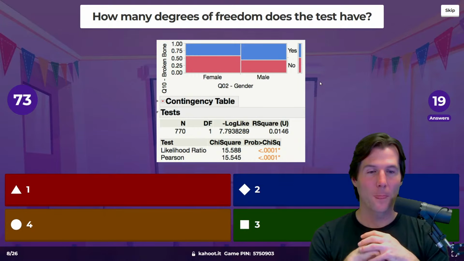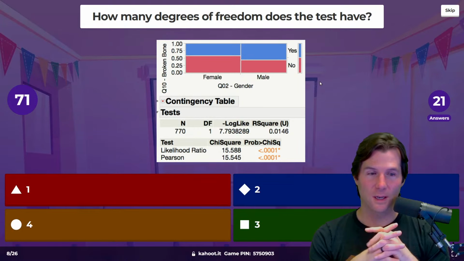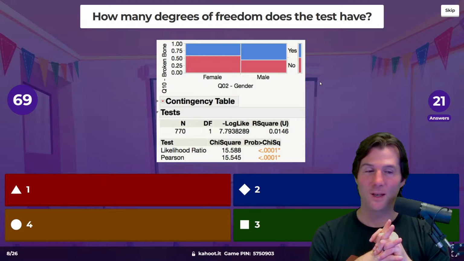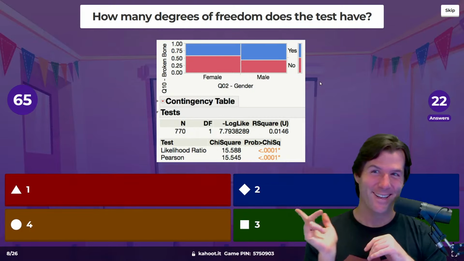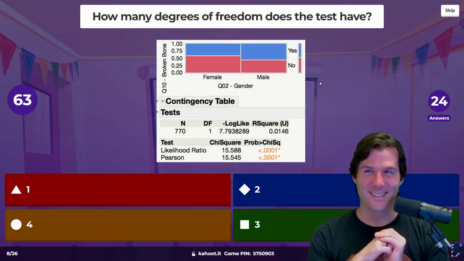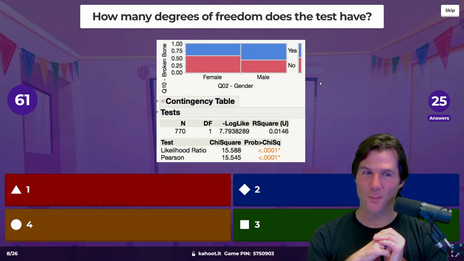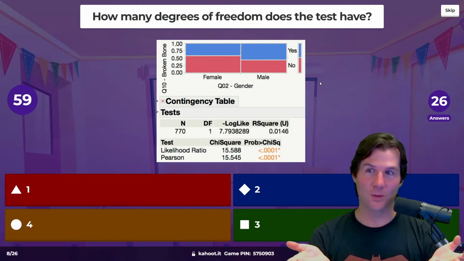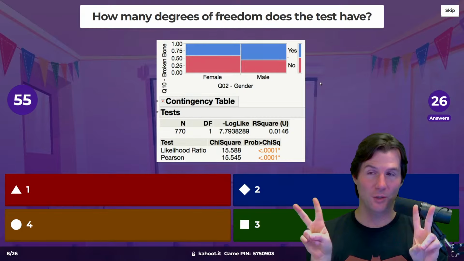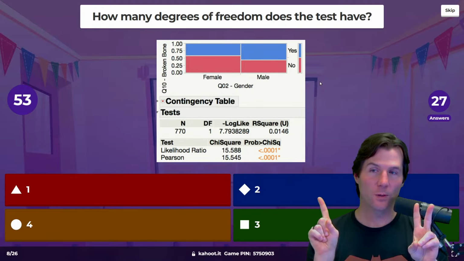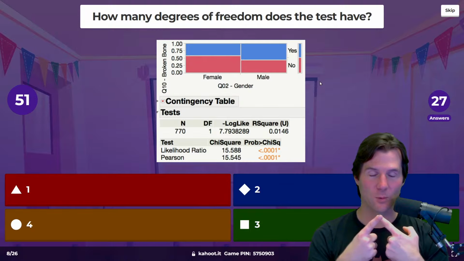Great work. This is a chi-squared because you see a mosaic plot. It says the degrees of freedom too. The mosaic plot is for two categorical variables. And this is a 2 by 2. If you delete one row and delete one column, you get 1 times 1.